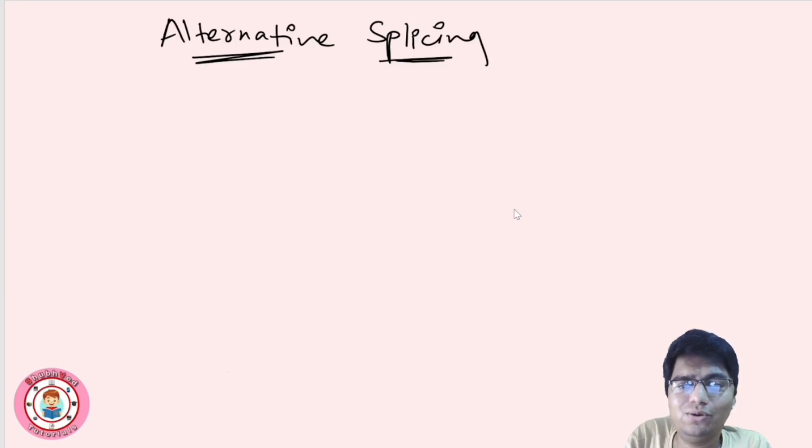In the previous video, हमने देखा स्प्लिसिंग। ओके, प्रोसेसिंग हमने कंप्लीट किया। अभी स्प्लिसिंग का ही और एक टाइप है, अल्टरनेटिव स्प्लिसिंग, which we will be discussing in this video.